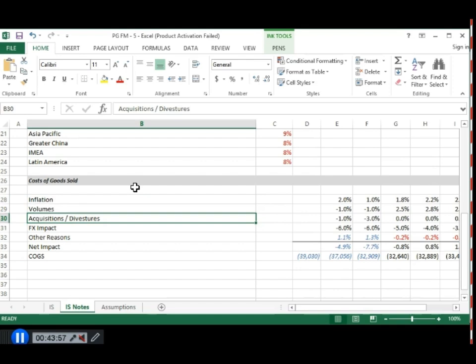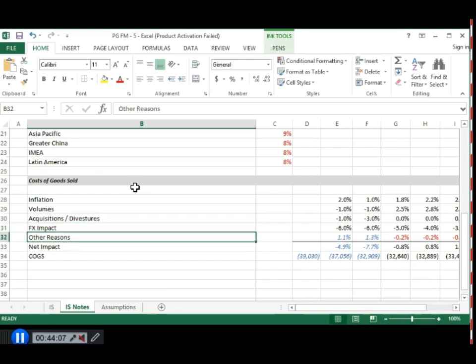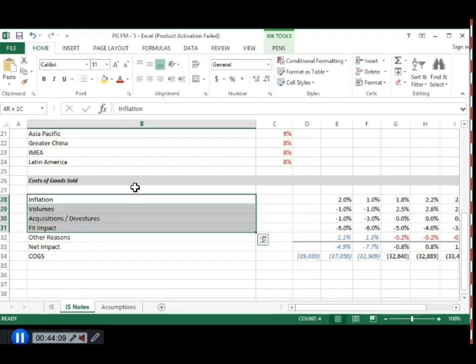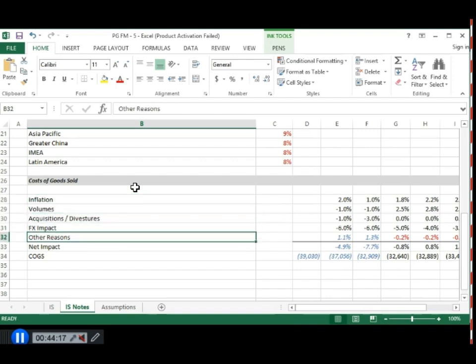So we are talking about total cost of goods sold, not in percentage terms. Anything which impacts sales mostly impacts cost of goods sold as well, FX impact or other reasons. So these are primarily those reasons which also impact sales. As they impact sales, they will also impact cost of goods sold, and then other reasons.